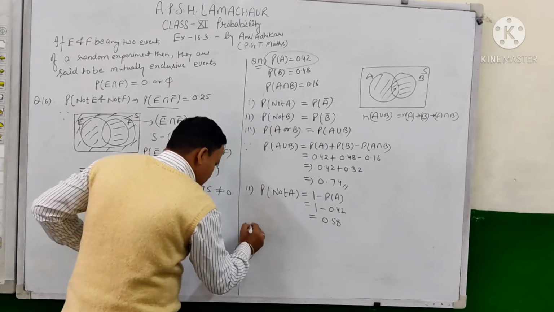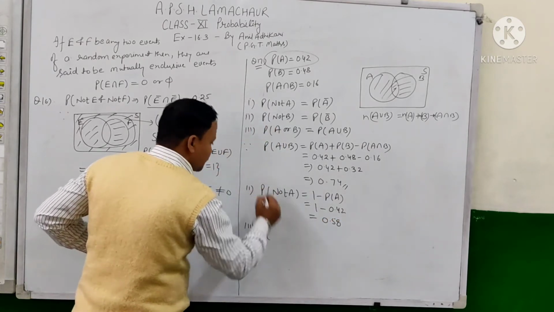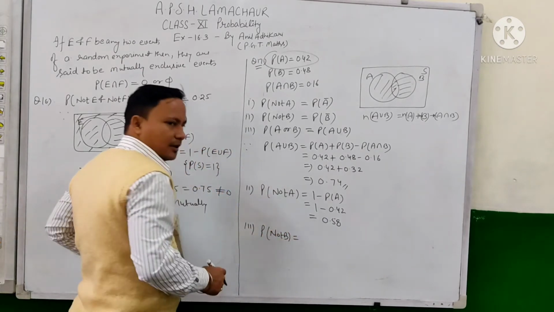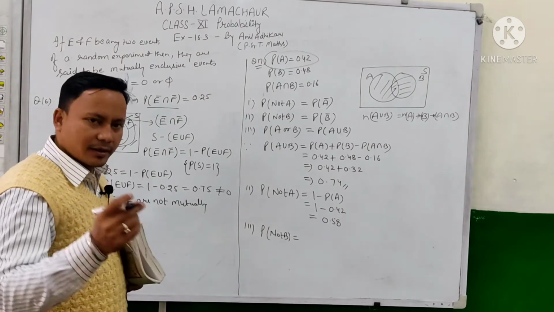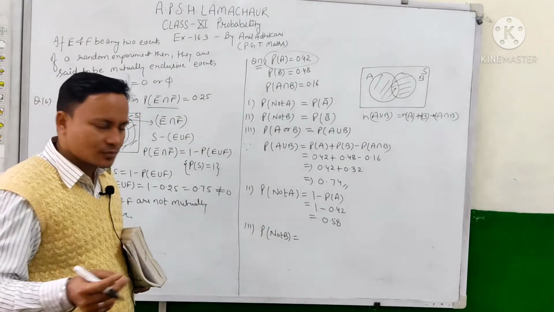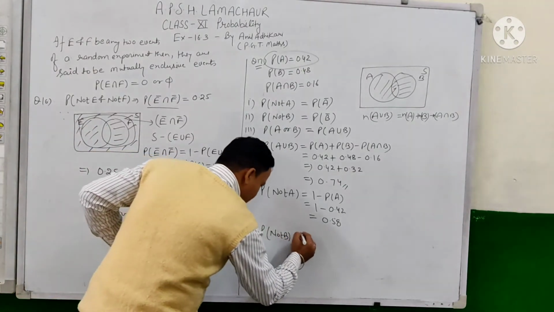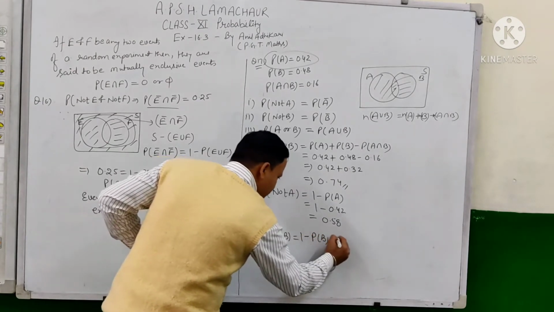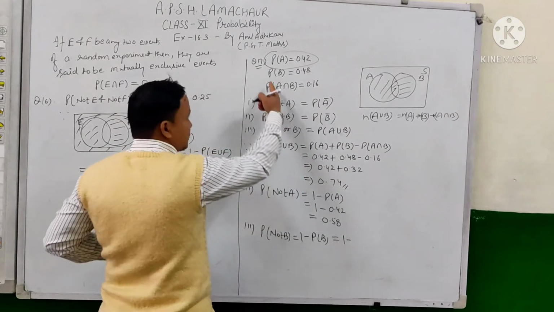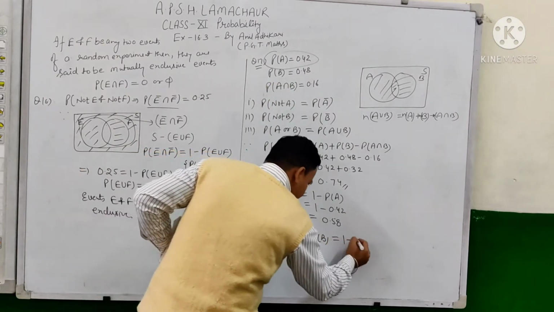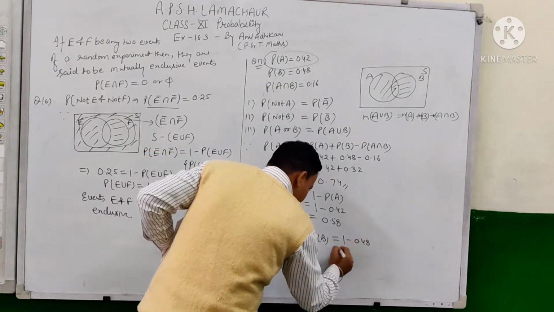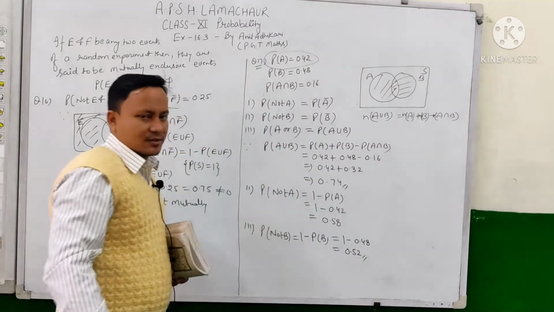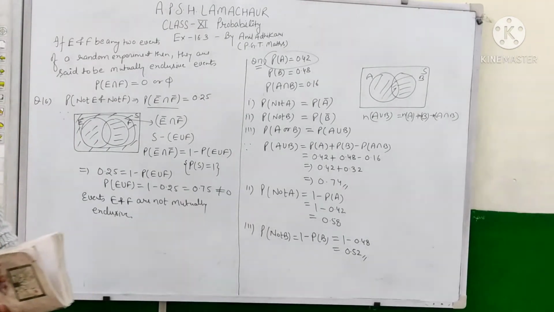Okay. Third, probability of not B. It means we have to find out the probability of non-occurrence of event B. So how will we find it? By subtracting the probability of event B from 1. So this will be 1 minus, what is probability of B? 0.48. So this will be 0.52. Okay. So this is the required answer. Pause the video and take the screenshot.